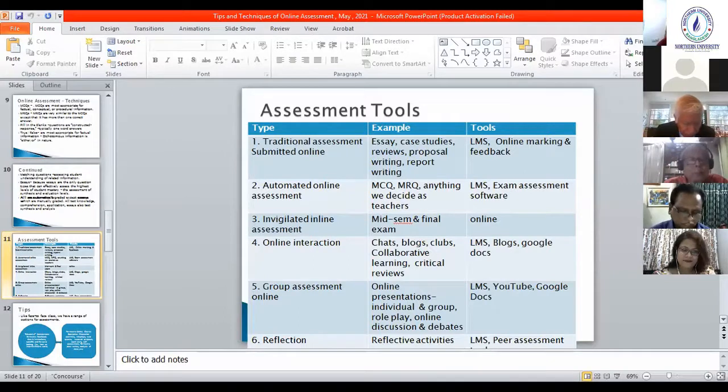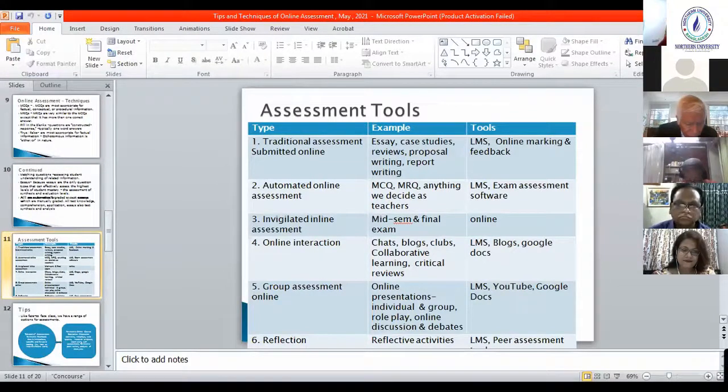So when we talk about traditional assessment, which is submitted online, we normally use essays, we use case studies in these schools, we use article reviews, we do proposal writing, report writing, etc. These are all the traditional assessments that are submitted online. LMS is a very good platform. Then online marking and feedback. These are the tools one can use.